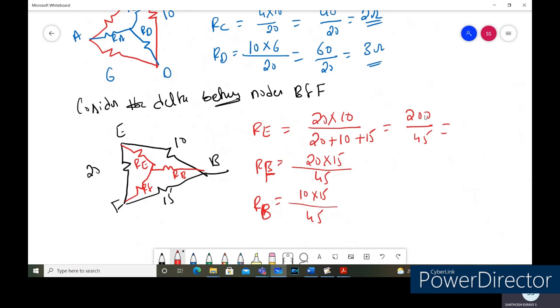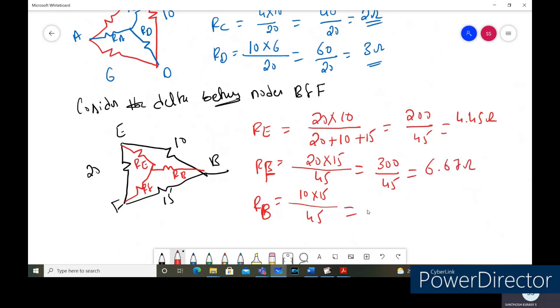So it is 4.45. We can consider 4.45 ohms. And this is 20 into 15 is 300. So divided by 45. So 300 divided by 45. So this value will be the 6.67 ohms you'll get.